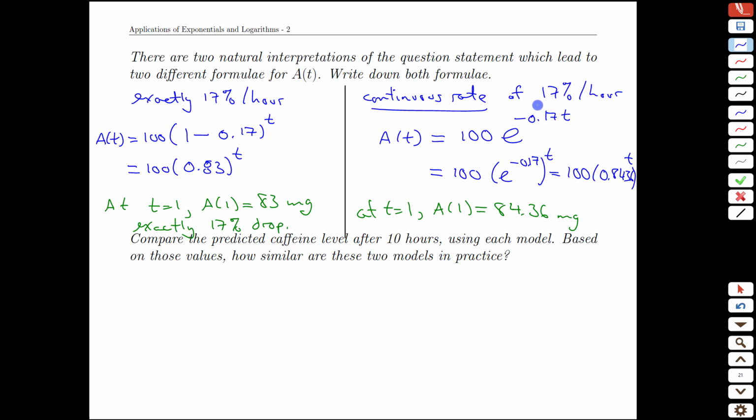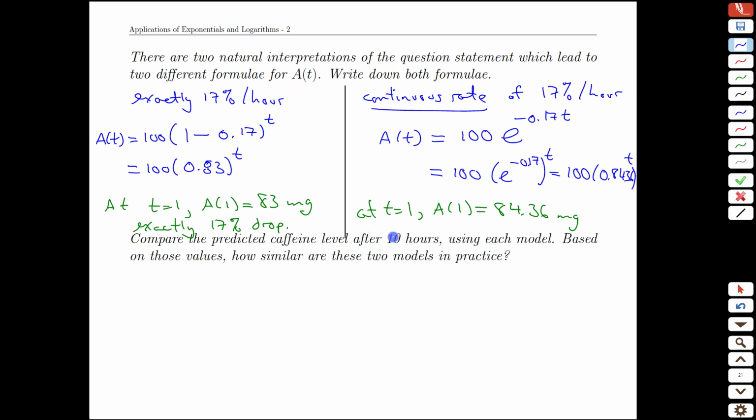Why do we have the two models? Well, this 17% per hour is going to come up when we talk about derivatives. What we're saying here is that at any point, the derivative, or the slope, is going to be exactly decaying at 17% of the amount. And that's a little different from saying after 1 hour, I know exactly how much I've lost.